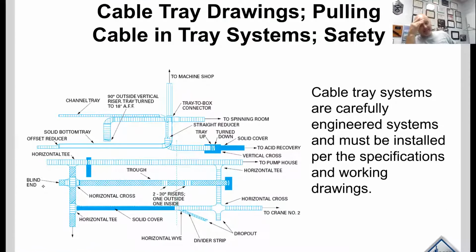These are just different designs. Cable tray systems are carefully engineered systems and must be installed per the specifications and work drawings.